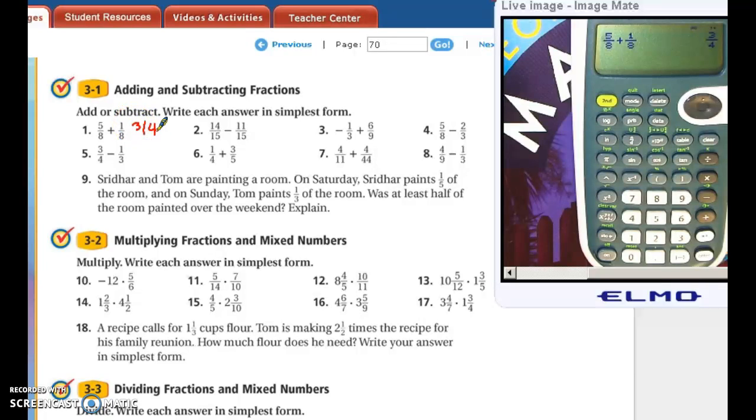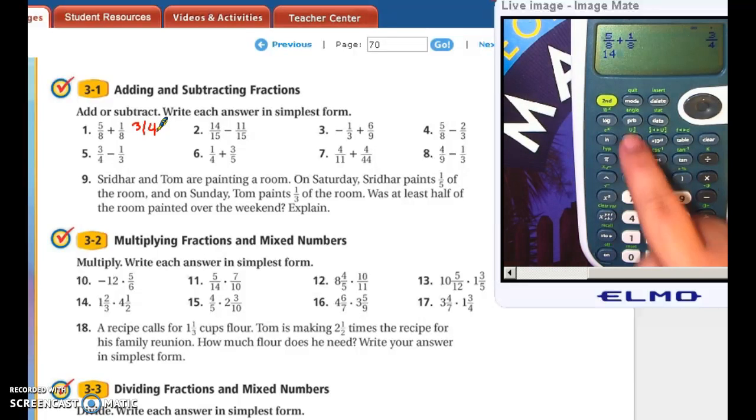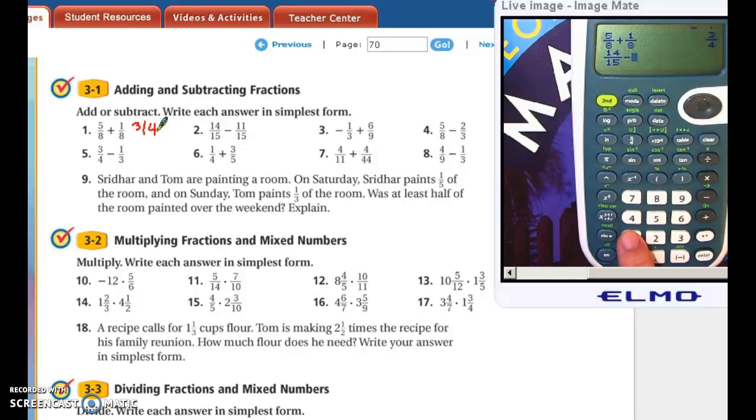Number 2, we have 14 over 15 minus 11 over 15. We set up our fraction, hit the arrow, subtract 11 over 15, hit our arrow, and that is 1 over 5.